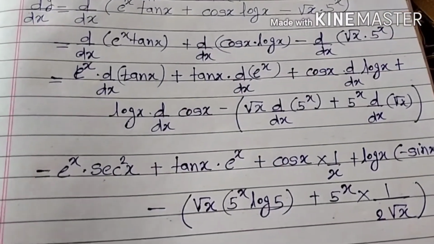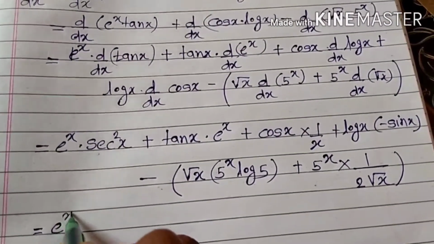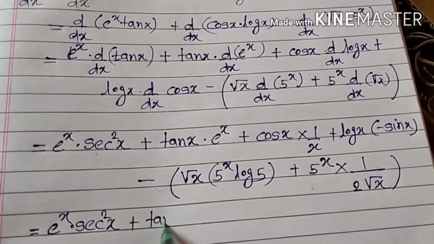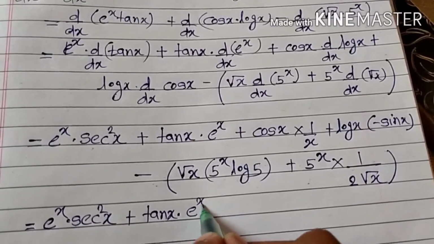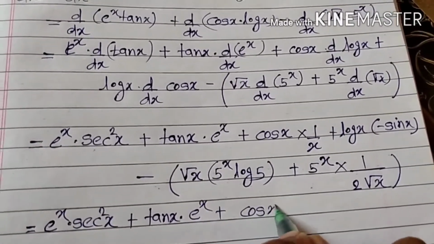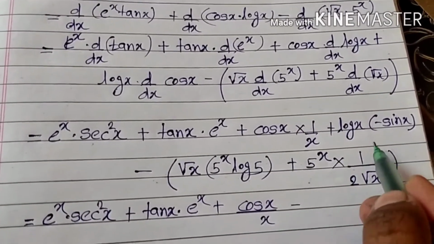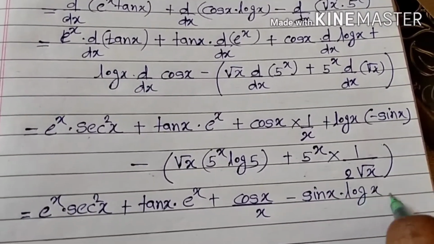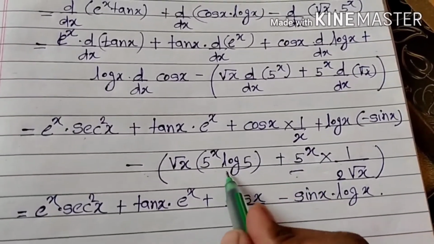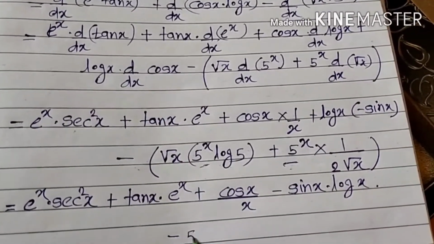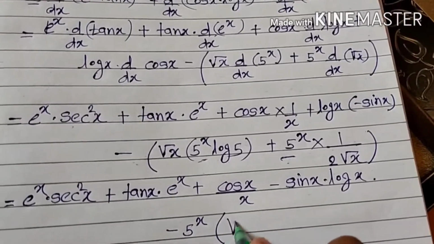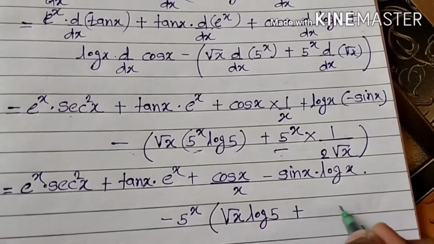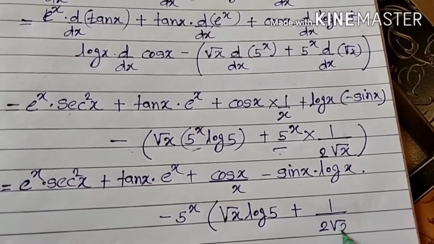So here next step, e raised to x into sec square x plus tan x into e raised to x plus cos x upon x, and this is minus sin x into log x. And now take 5 raised to x common here. So this is minus 5 raised to x, root x into log 5 plus 1 upon 2 root x.